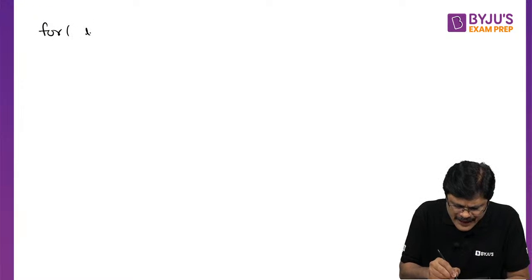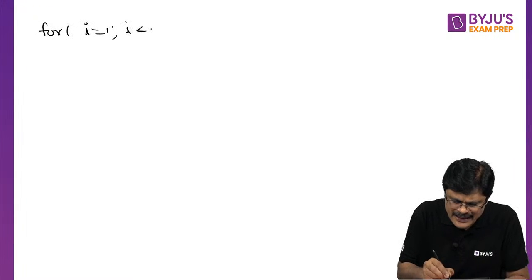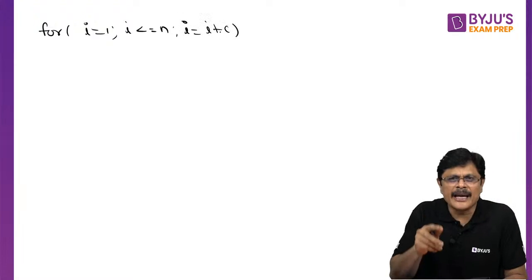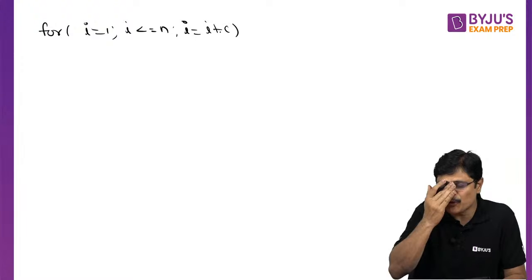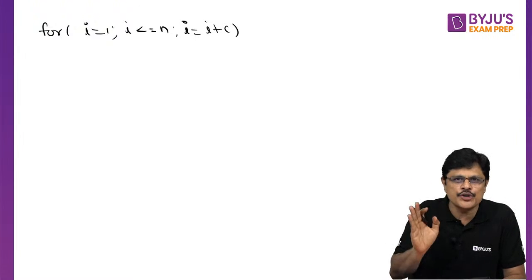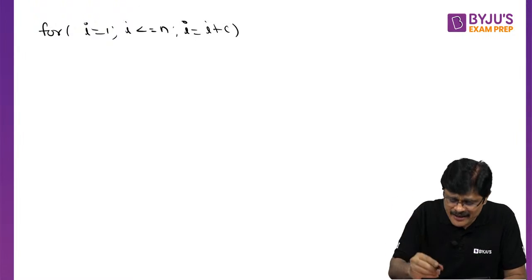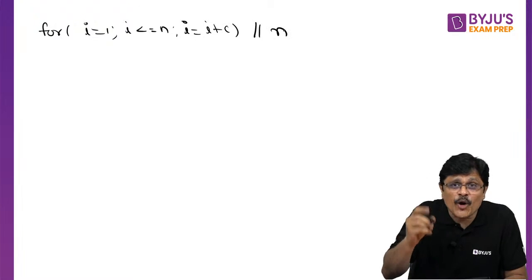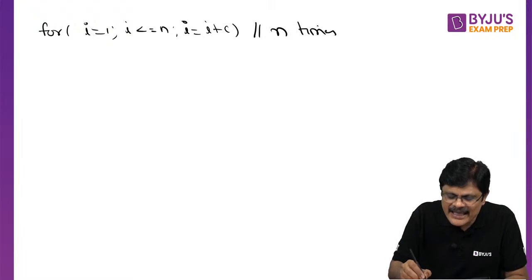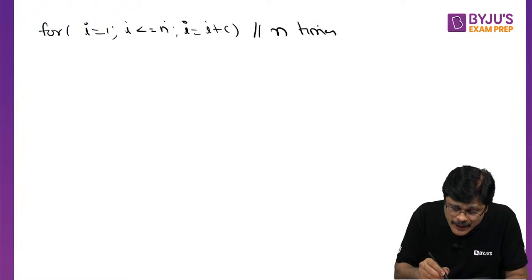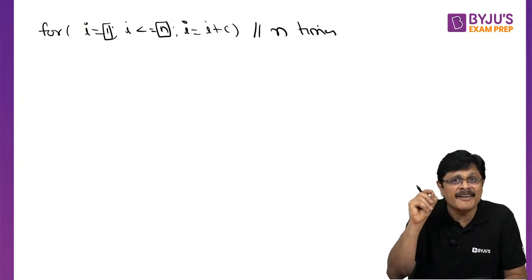Look, I gave you three simple rules. The first rule is: i less than or equal to n, i equals i plus c. Let this be plus 2, plus 3, plus 4, plus 100, plus 10,000, it does not matter. Asymptotically it iterates n times. Now what you need to understand is what is this and what is this. You have to keep track of this every time.